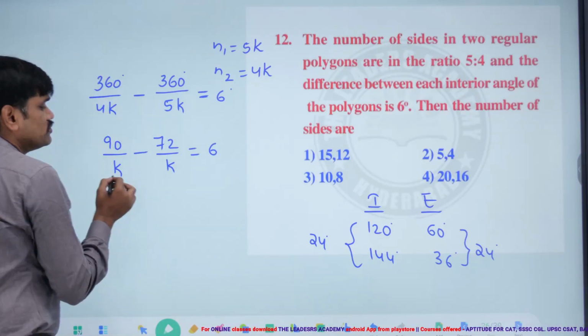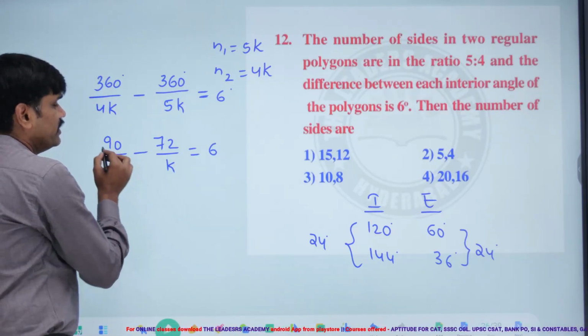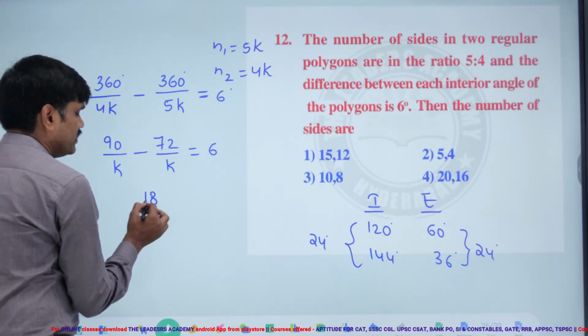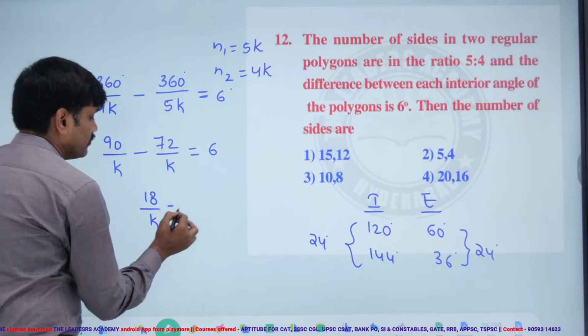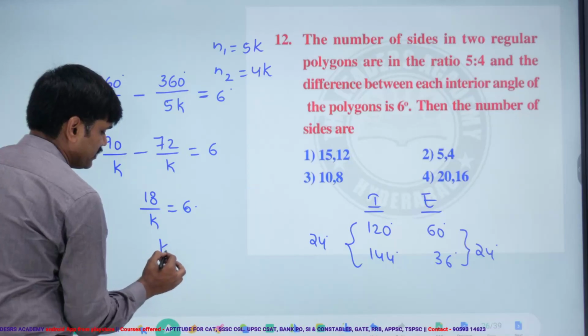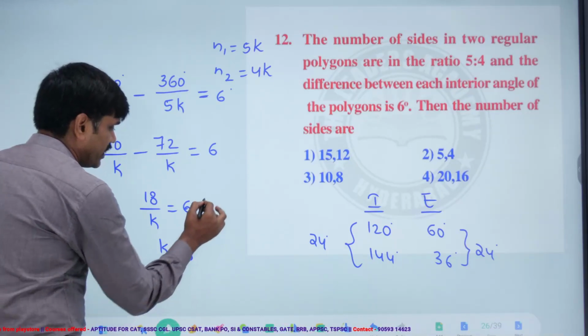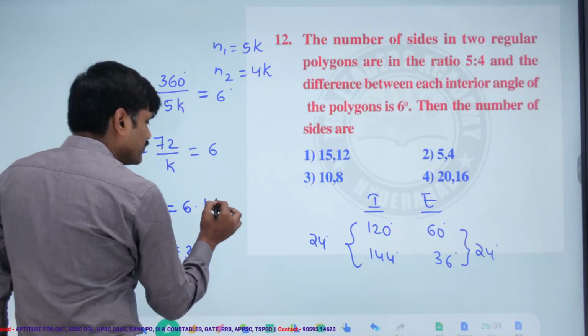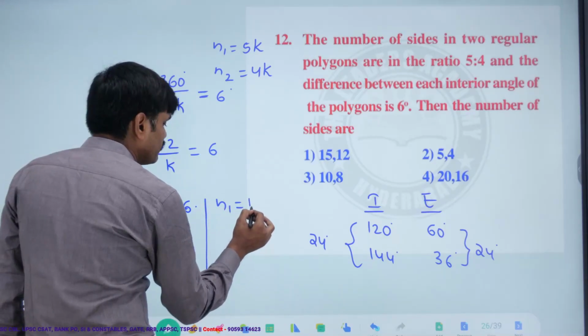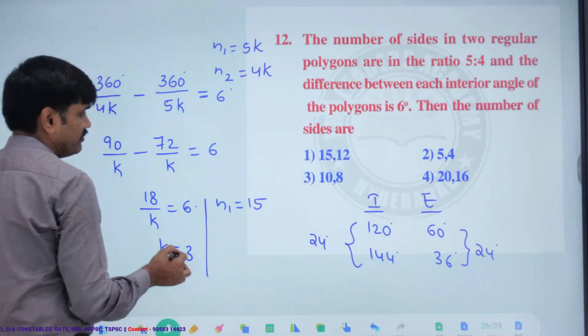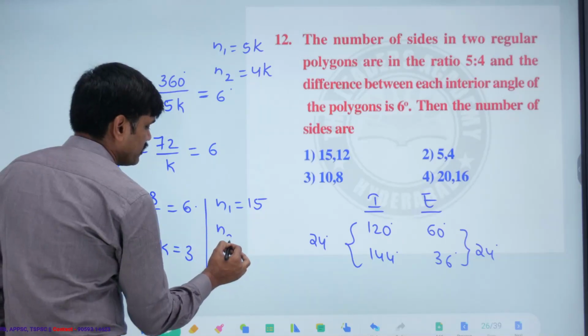So this gives you what? If you take k as LCM here, 90 minus 72, that will be 18 by k equal to 6. From this I can say k equal to what? 3. If k is 3, number of sides of first one, n1, is what? 15, because 5k, 5 into 3. n2 is what? 4k, 4 into 3.